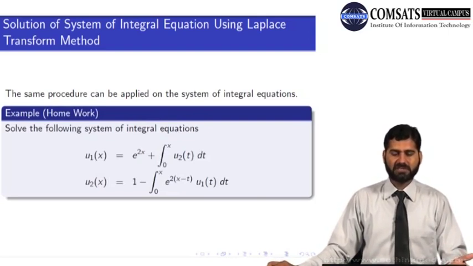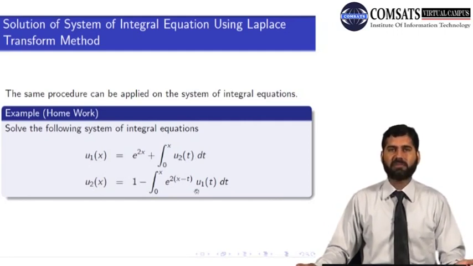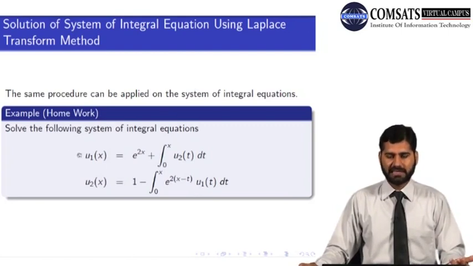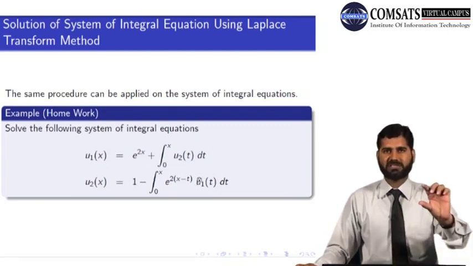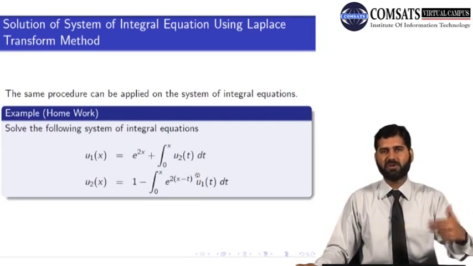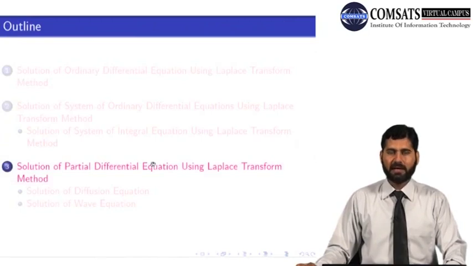Solve the following system of integral equations, and it is really not difficult. We have solved these types of equations separately. The only difference is that u1 and u2 appear in both equations. So you will take the Laplace transform of the first separately, and of the second separately. You will get 2 equations in u1 and u2, solve for u1 and u2, take the inverse Laplace transform, and get the solution. It will be a very easy exercise for you. So let's take this as homework.